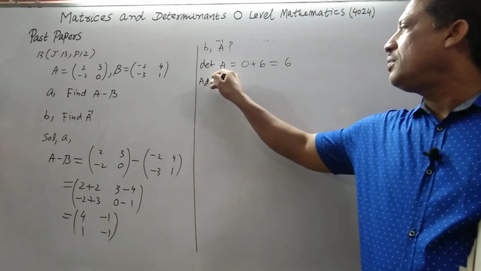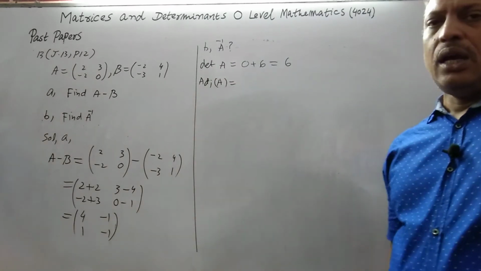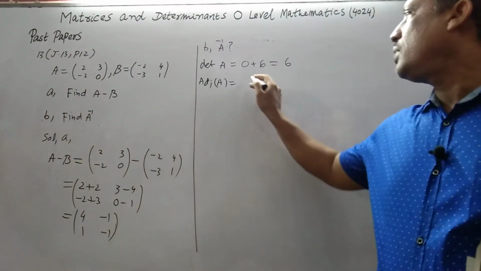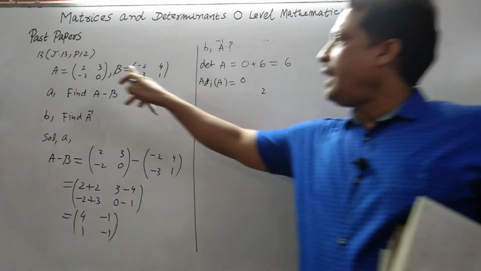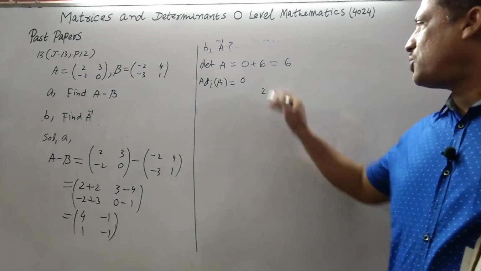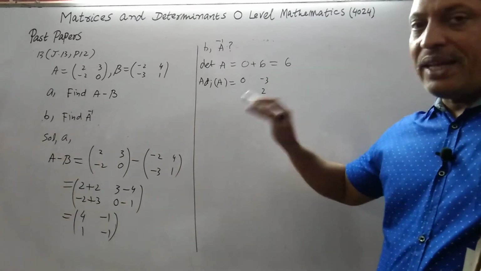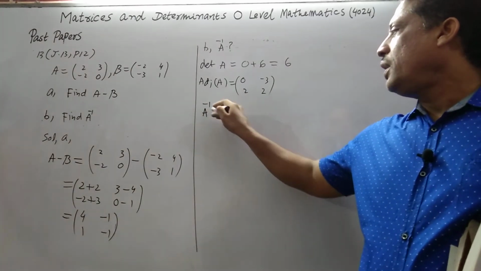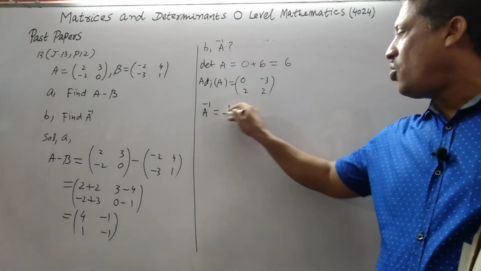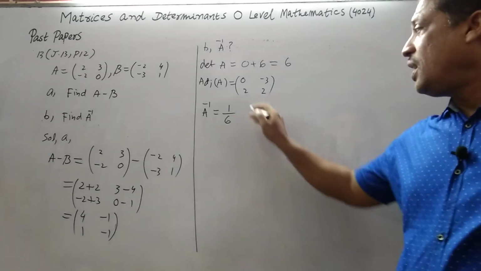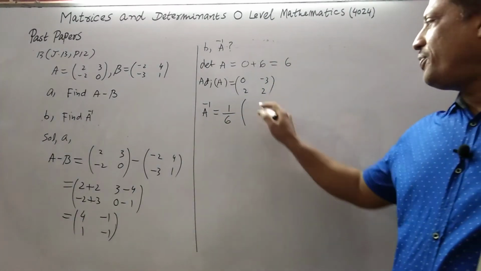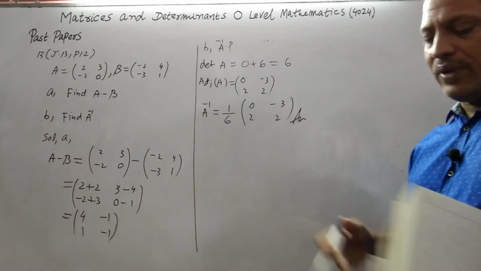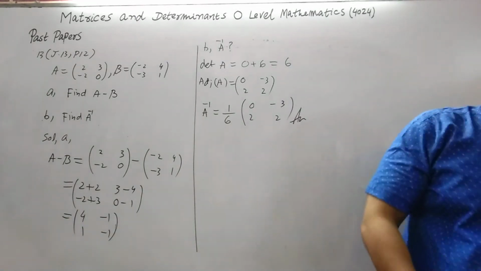Write down the adjoint of A. How to find the adjoint of A? Change the position of 2 and 0, so it will become 0 and 2. And change the signs of 3 and minus 2. 3 becomes minus 3 and minus 2 becomes plus 2. Therefore, A inverse is equal to 1 over the determinant, which is 6, multiplied by the adjoint of A, which is 0, 2, minus 3, 2. This is our final answer, and the question has finished.